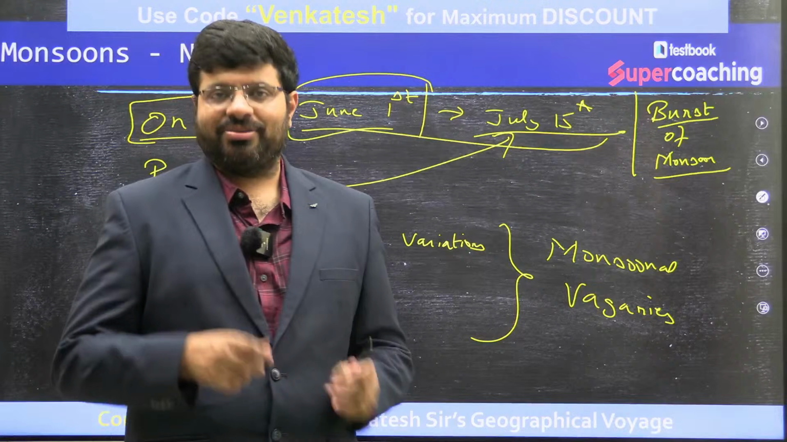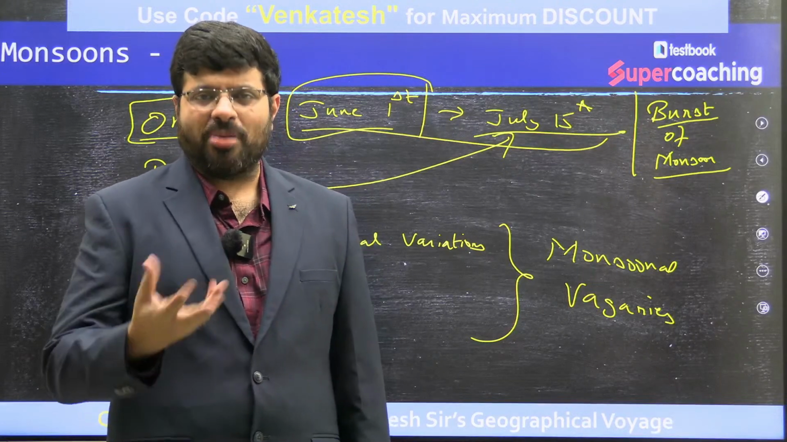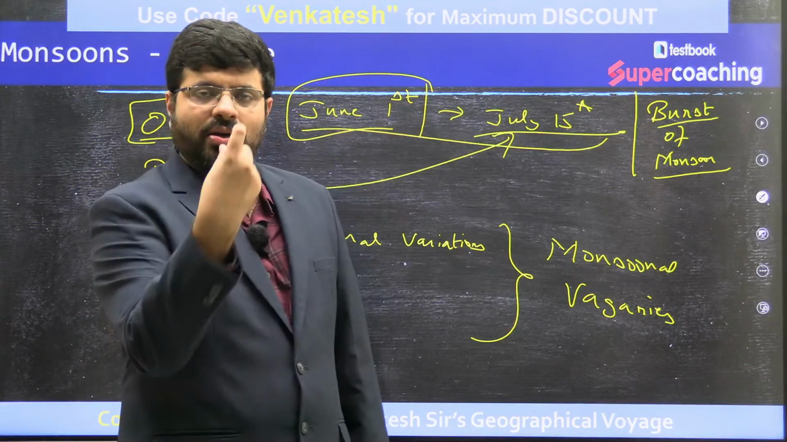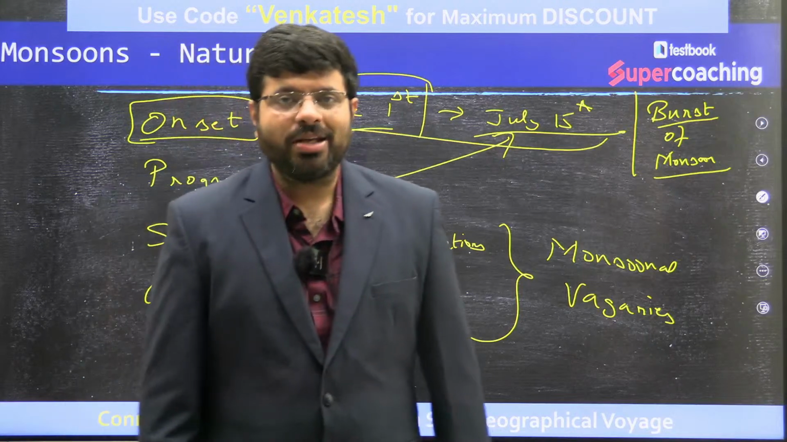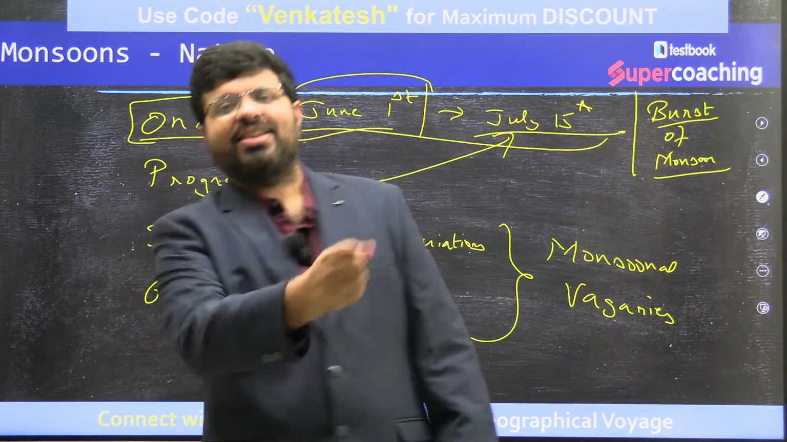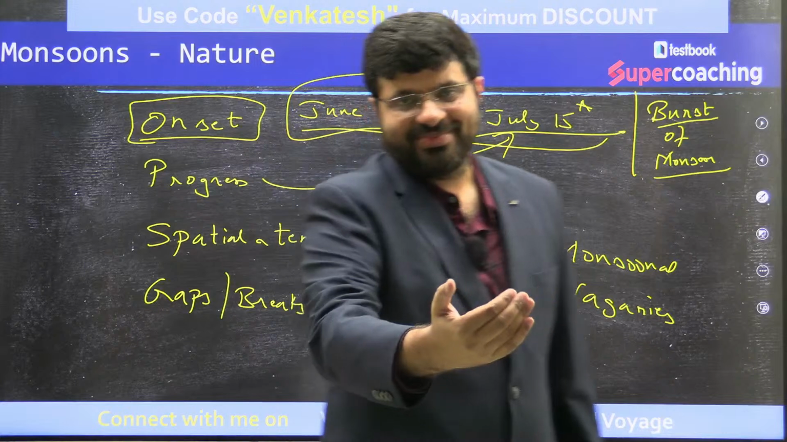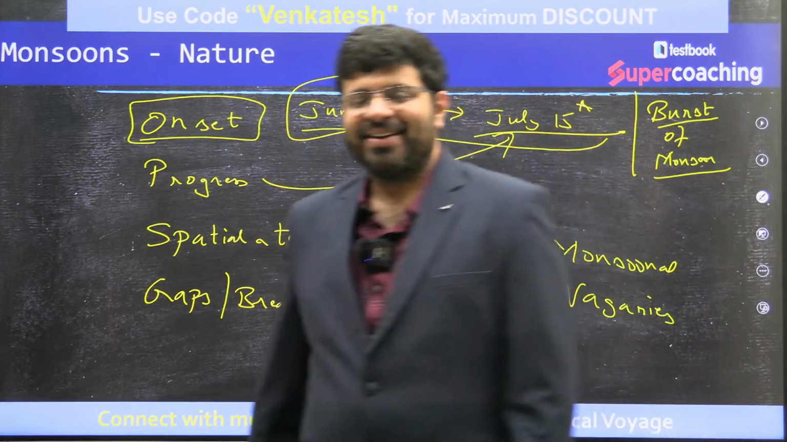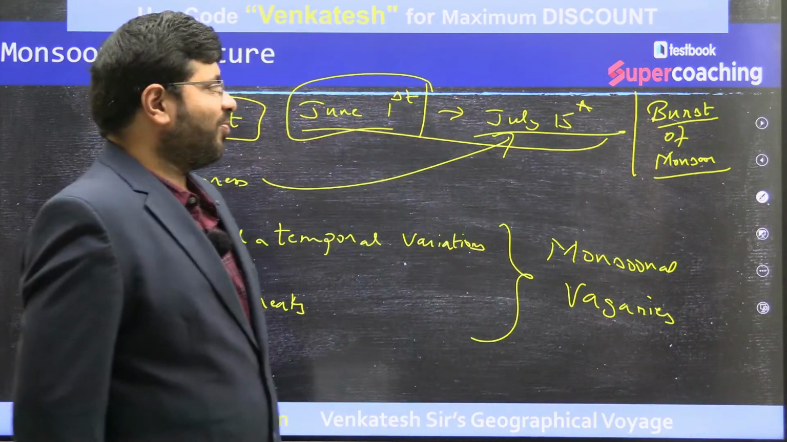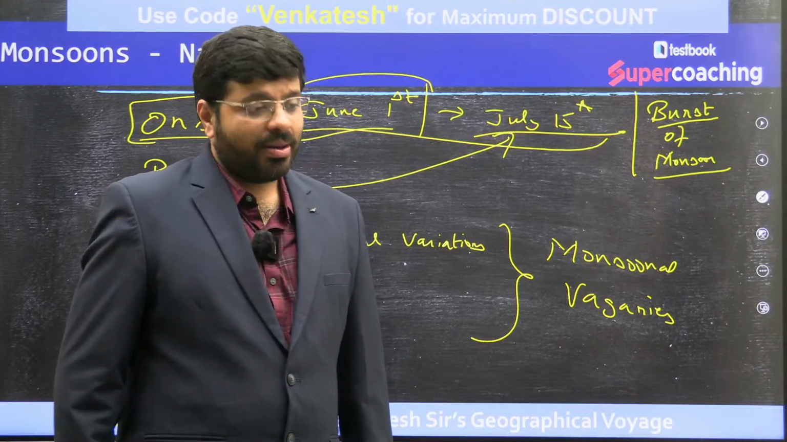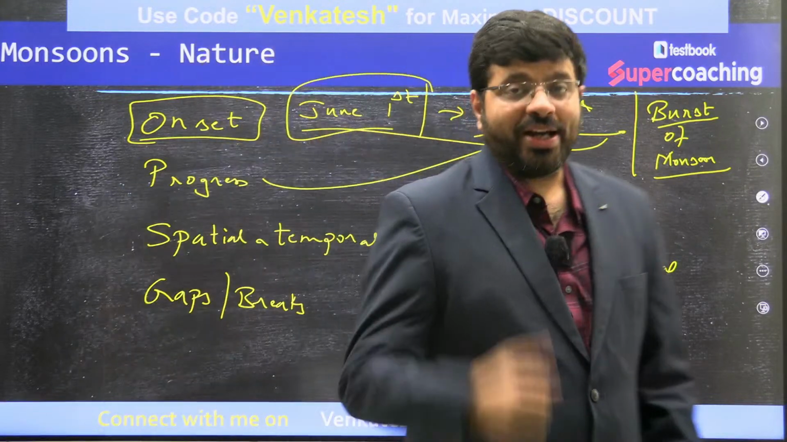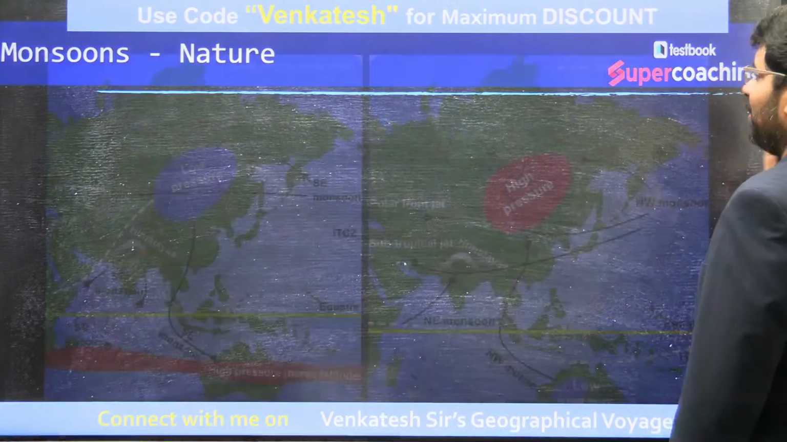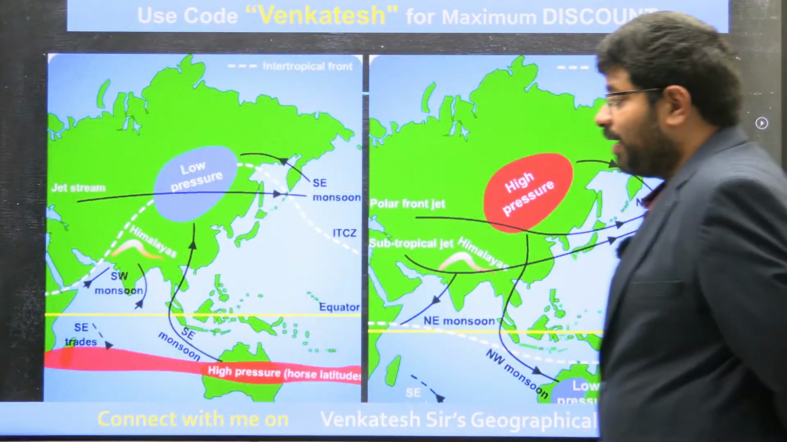It's almost like, in very common language, if you knock on the door, may I come in? No, no. They are like kicking the door and entering into the room, right? They have a swag, right? So that's the swag of the monsoons, where when they enter, they come with the burst of the monsoon. Why do you think that they have a burst? For that, you need to understand the nature of the monsoons.